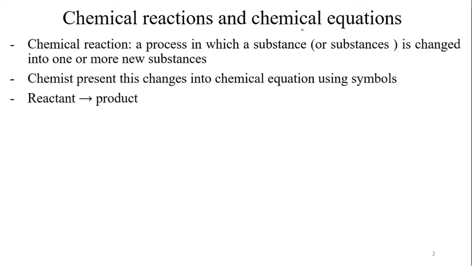Chemical reactions and chemical equations. A chemical reaction itself is a process in which a substance or substances is changed into one or more new substances. Chemists present those changes using what we call a chemical equation. We use symbols to represent these chemical equations, where we have the reactants on the left hand side and the products on the right hand side.